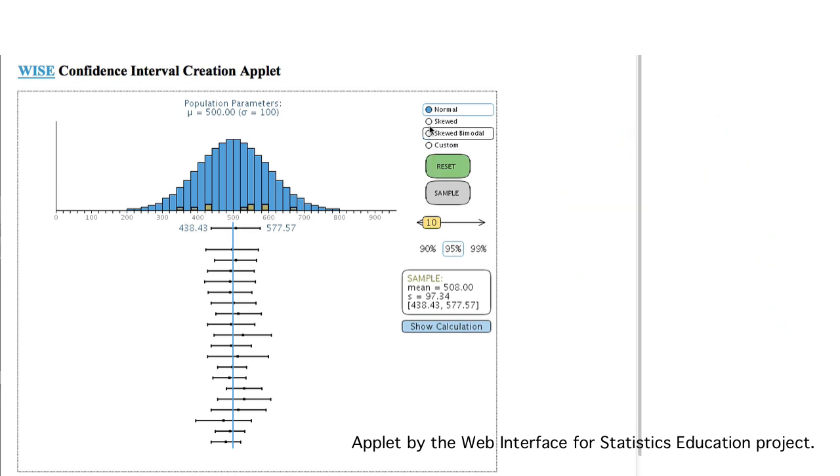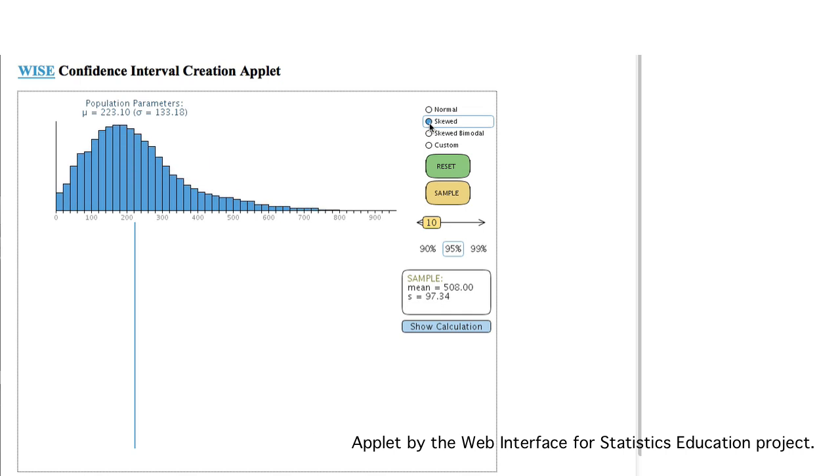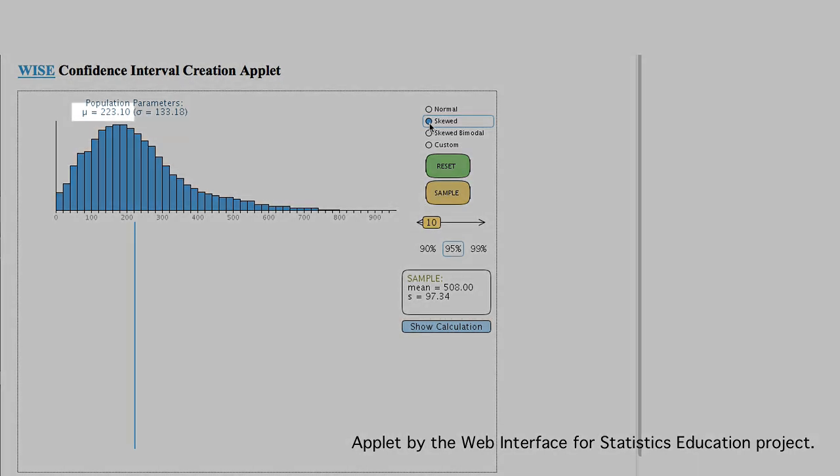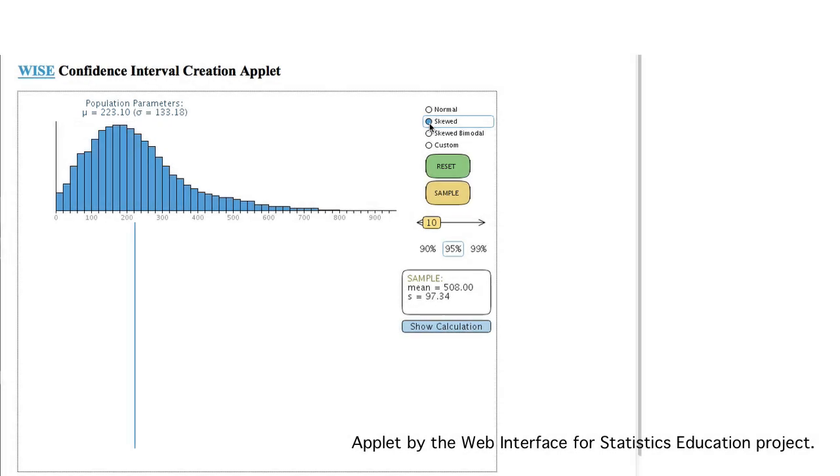We'll switch to the skewed distribution for our theoretical model, and we'll still stick with 95% confidence intervals for the mean, calculated from simulated samples of size 10 from this model. This time, the model mean is 223.1, so that's what we're hoping to capture in our confidence intervals.